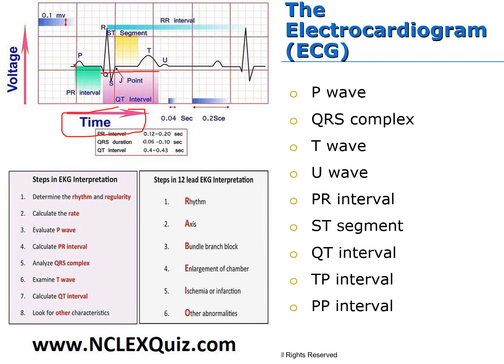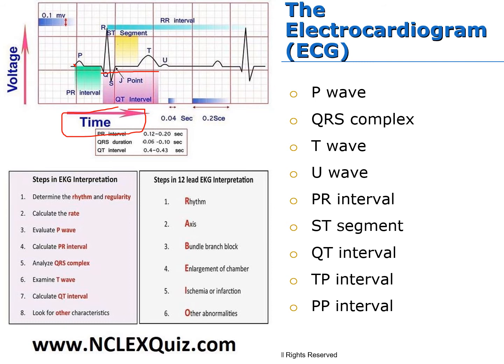If you go from P to P, that interval is used to determine the atrial rate and rhythm. And you go from R to R for the ventricular rate and rhythm. So if you want to know your atrial rate and rhythm, you look from one P to the next P. And for the ventricular, you're going to go from one R to the next R.